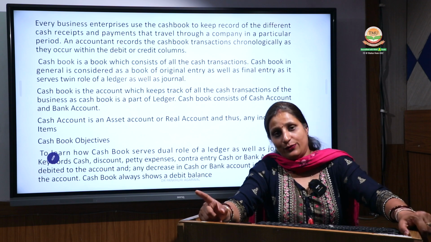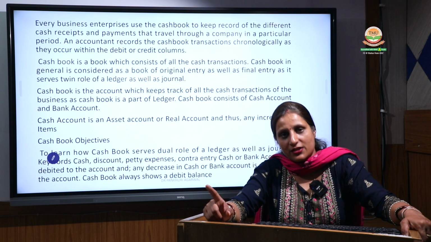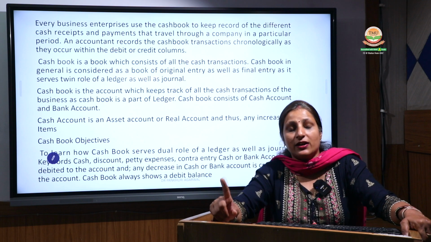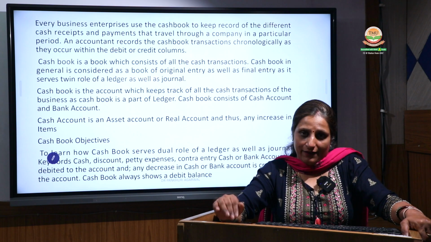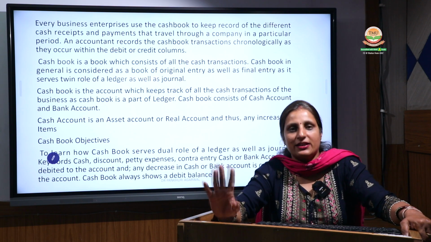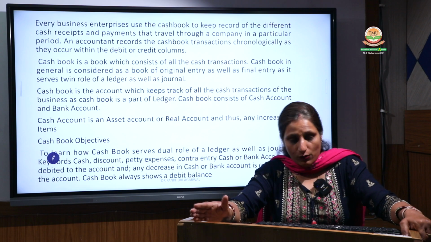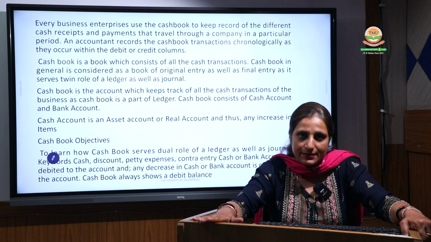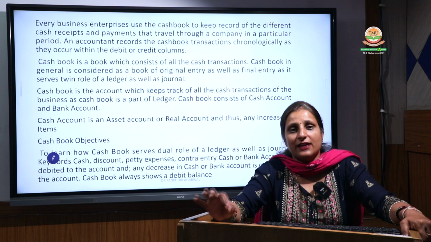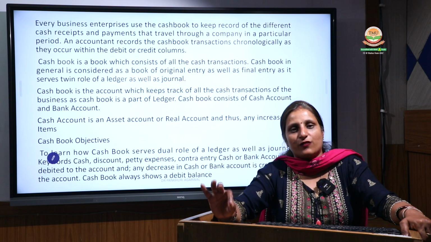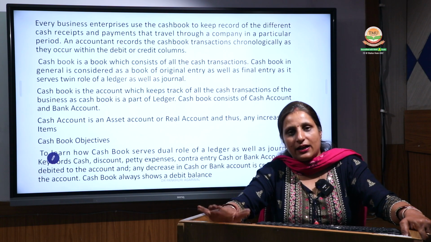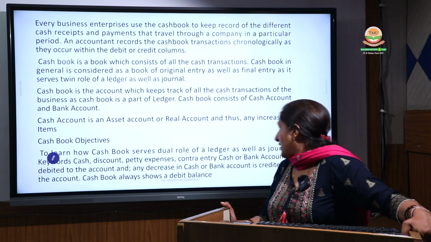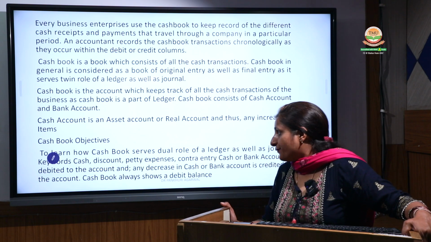Personal account is related to the natural personal account and artificial personal account. Another part is real account. Real account includes all the assets, whether they are current assets or fixed assets. Another one is nominal account. It includes expenses and losses and incomes and gains. So cash account comes under the asset because cash is an asset for the company, and it comes under the real account. So cash account is a real asset account, and thus any increase in it is debited.